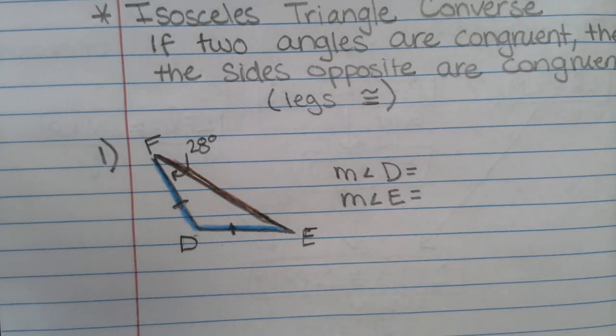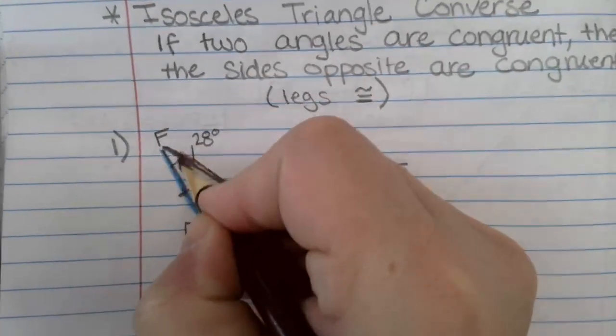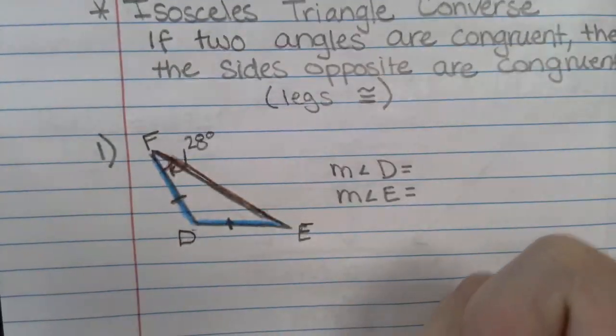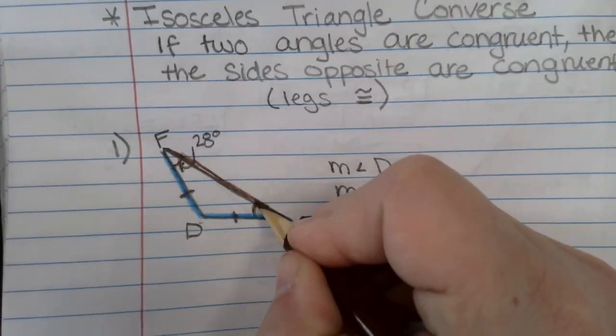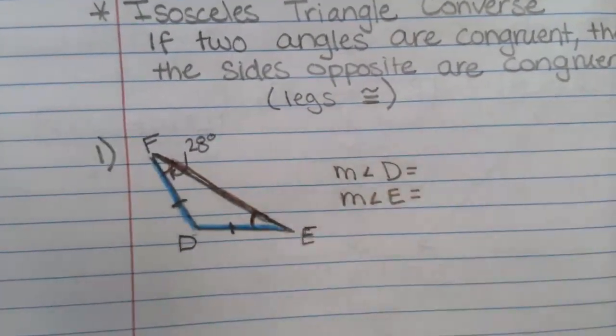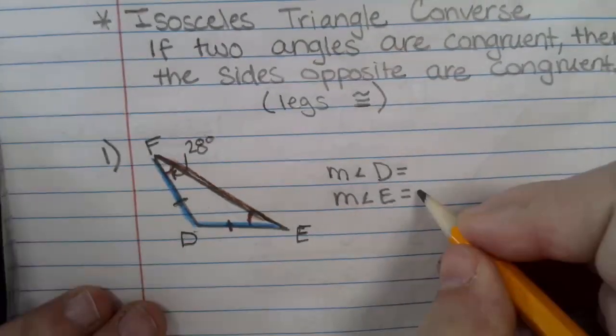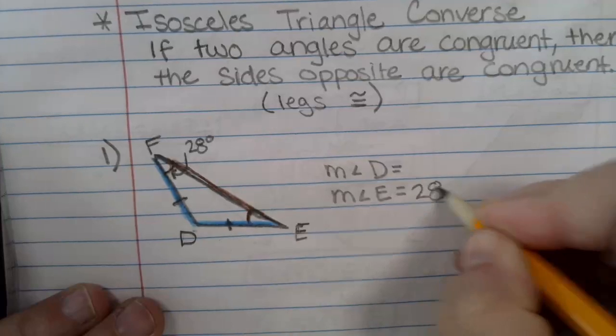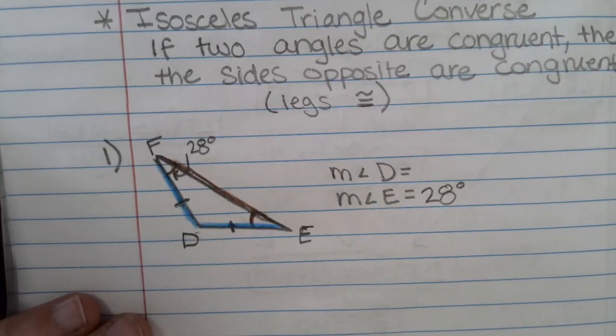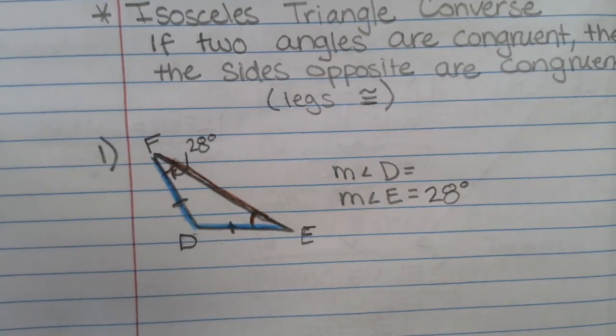The base angles, good. So base angles, remember we just follow that base. We go to one side of the base, we go to the other side of the base. So what's one angle on one side of the base? F. So we know F will be congruent to E. Those are our base angles. Those are the same. So without thinking too hard, we know E is 28 degrees. Easy peasy.